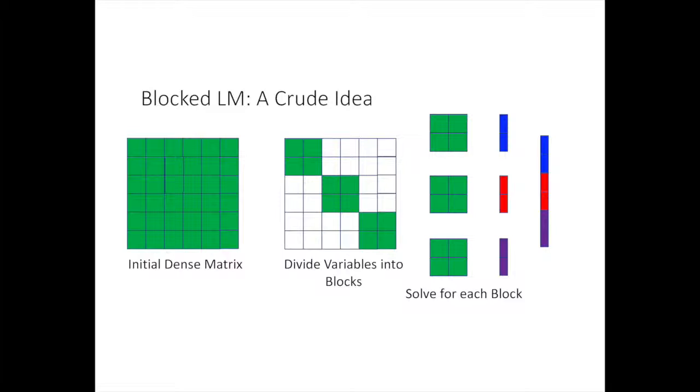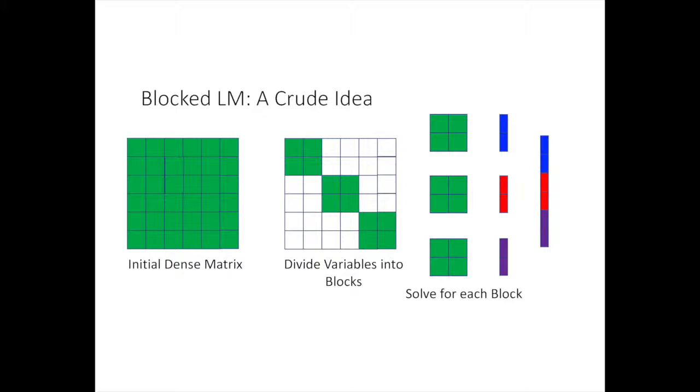This eigenvector will be the exact eigenvector of this initial dense matrix. But in reality, this is not always true. The off-diagonal elements are not always zero, so we have to have a way to take into account the coupling between variables in different blocks. So that's the idea of the block linear method.